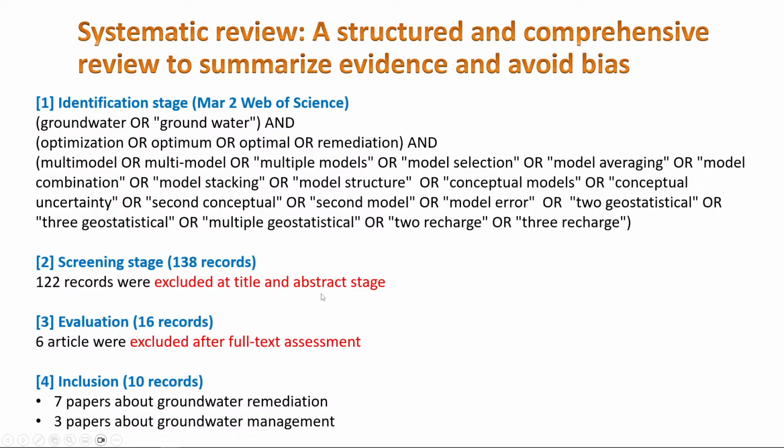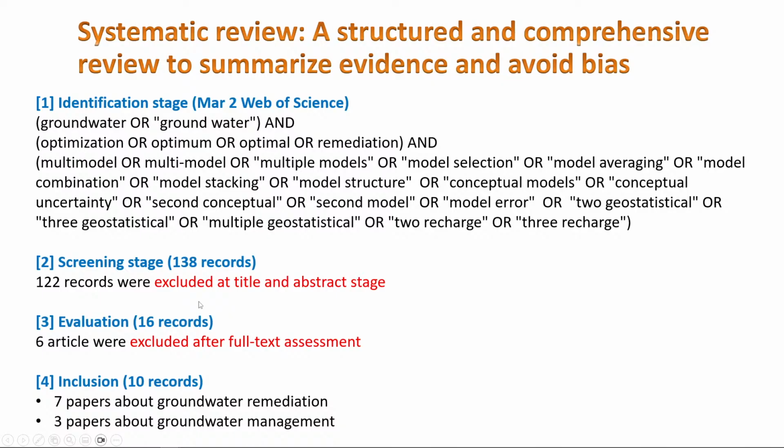So abstract stage means I look at the title. If it's relevant, I look at the abstract. If it is relevant, I keep it. If it's not relevant, I exclude it. So by excluding at the abstract stage, out of 138 articles, I excluded 122 articles. So I excluded most of them. Most of them were irrelevant. Then I ended up with 16 records.